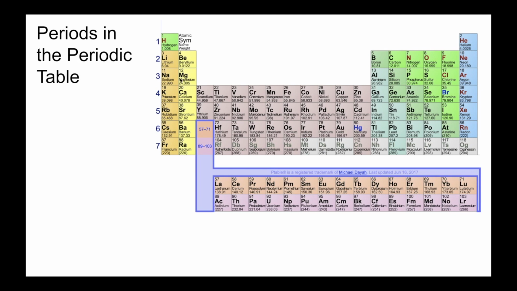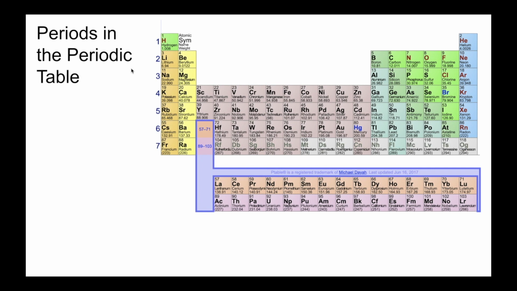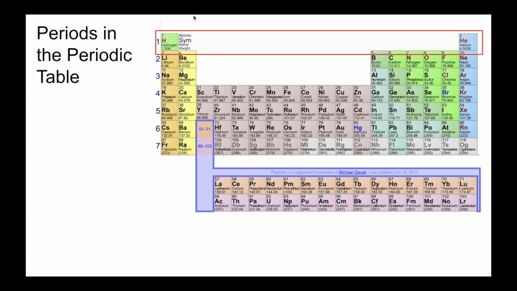Okay, periods in the periodic table. So now instead of talking about columns, we're talking about rows. So you look up here, row number 1. Row number 1 might seem kind of weird to you because there's this giant space in between, and there are only 2 elements in row number 1. And there's a very good reason for that that we'll get into later in this unit.